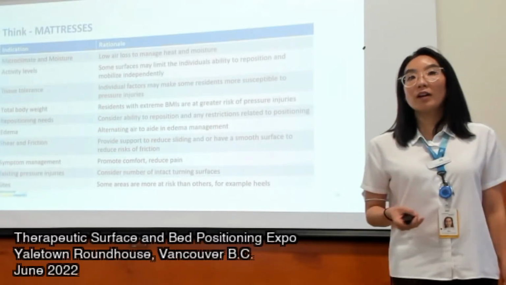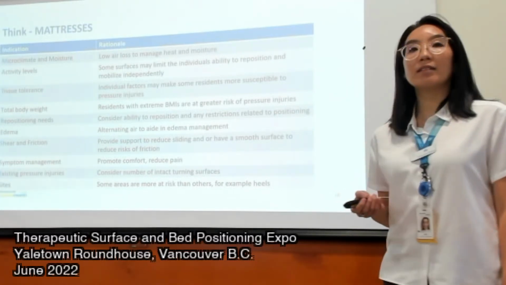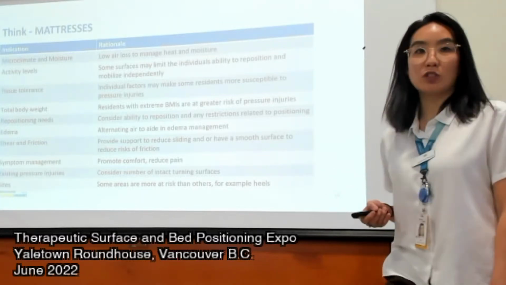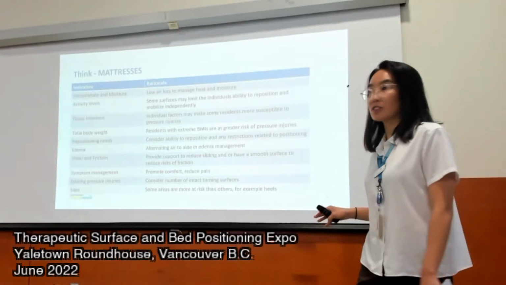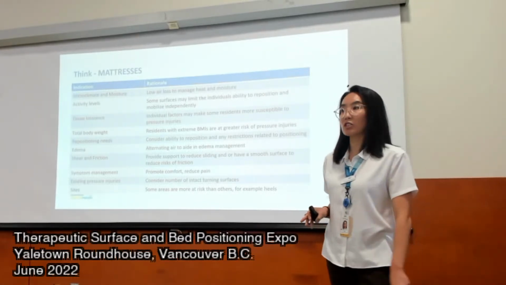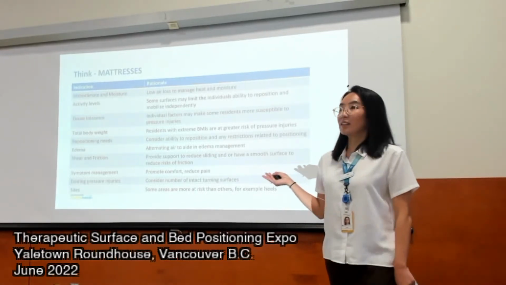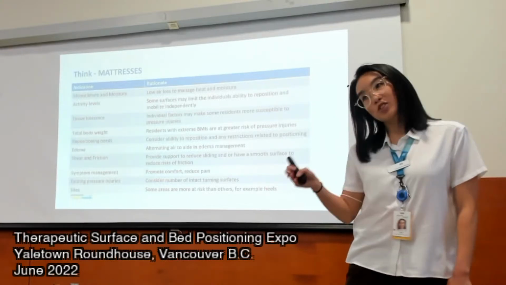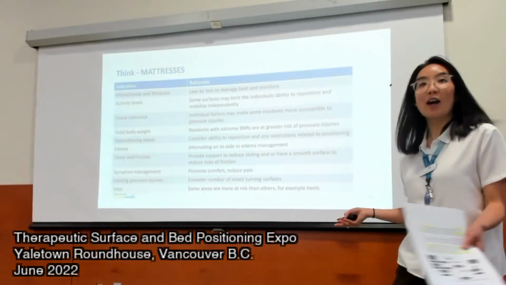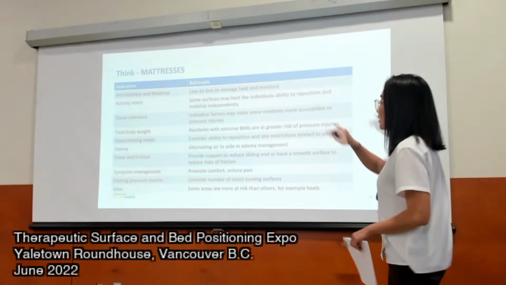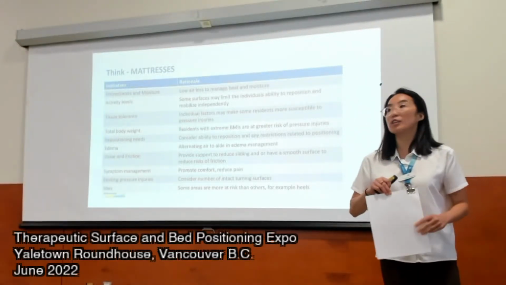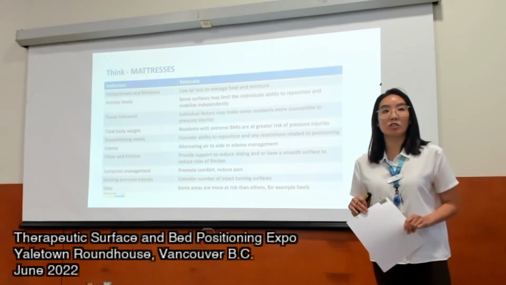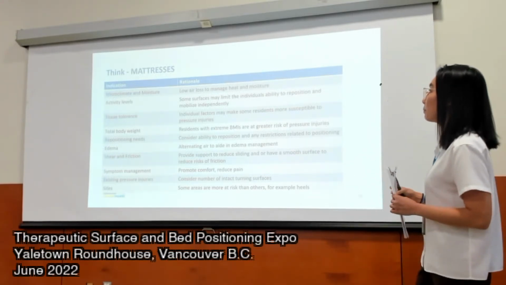When you are considering what type of mattress you want, make sure you've considered all the different factors that are in play with mattress selection. We found this handy little mnemonic called MATTRESS to help you decide what mattress to pick. Okay? The M of MATTRESS stands for microclimate and moisture. Here you might want to consider a low air loss mattress to help manage the microclimate.